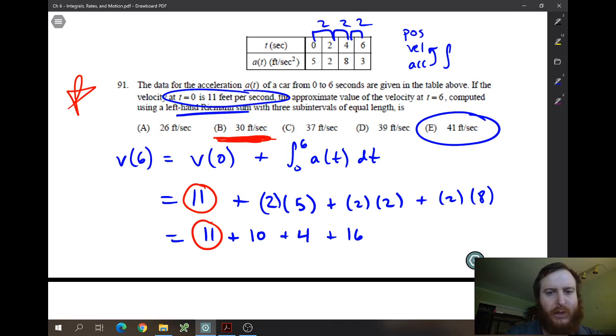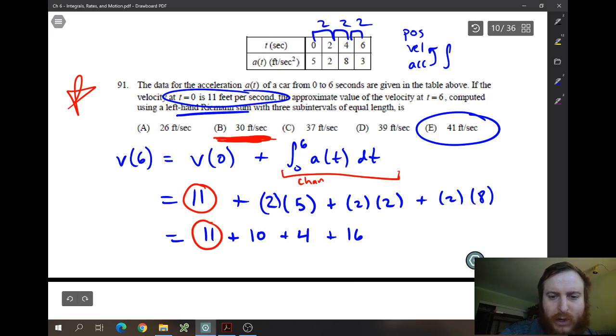Because what a Riemann sum does is it approximates the change, right? Which is the integral, it approximates the change, but it doesn't give us the ending answer. It just tells us how much the integral changed by. So the integral from 0 to 6 is like the change in velocity from 0 to 6. But it's not going to give us the velocity at 6, it's just going to tell us how much it changed by. So if our velocity started at 0, then it does give us the velocity at 6.